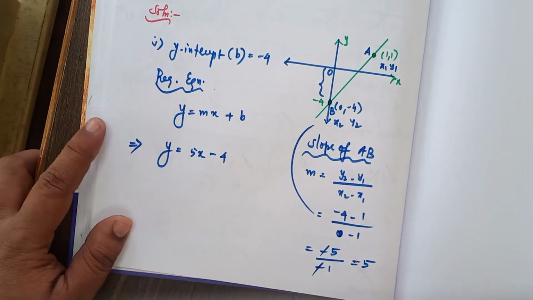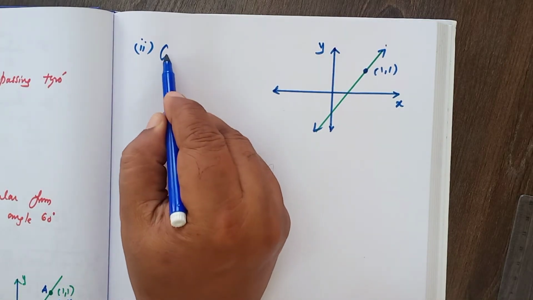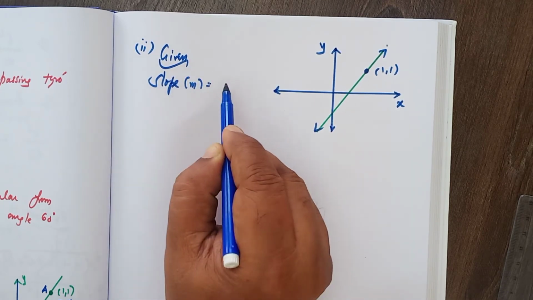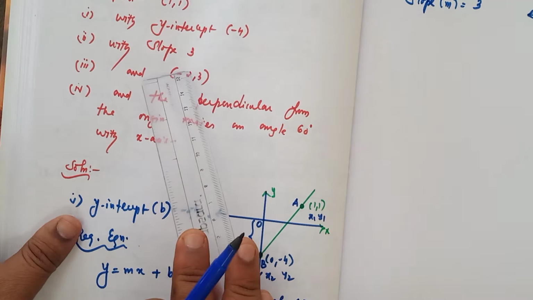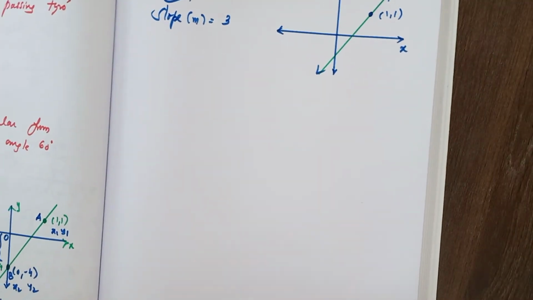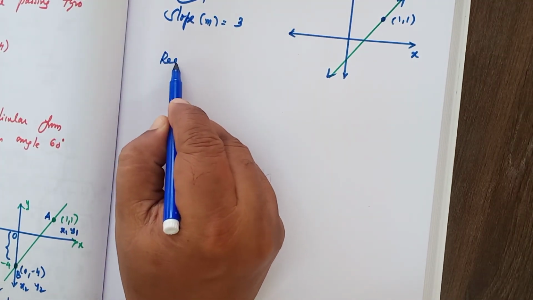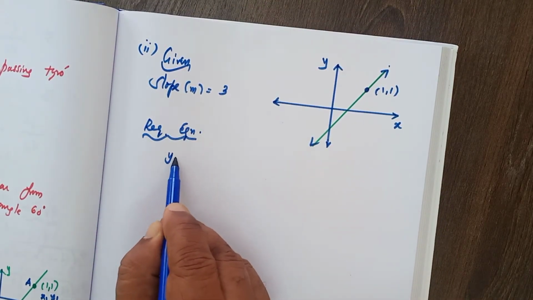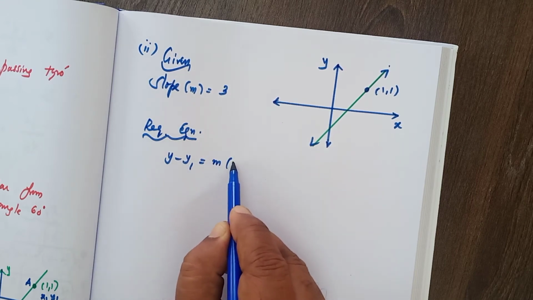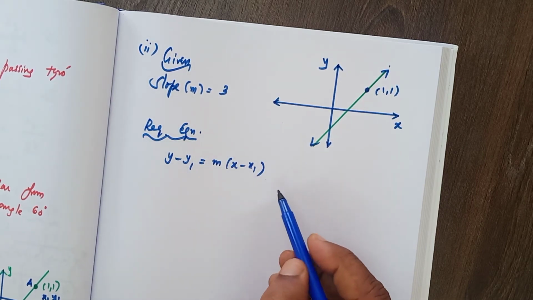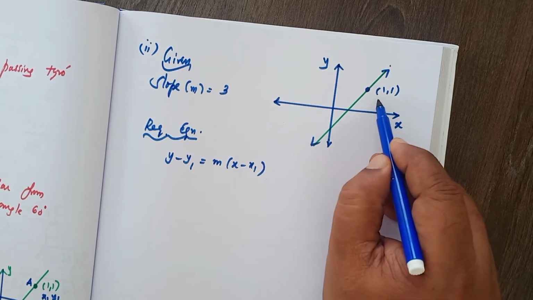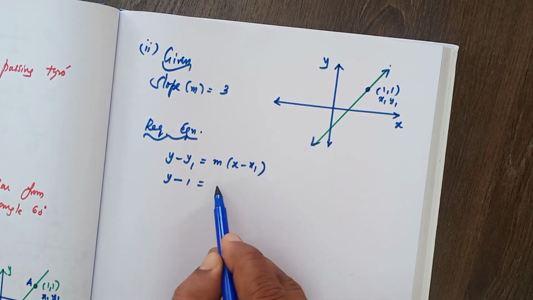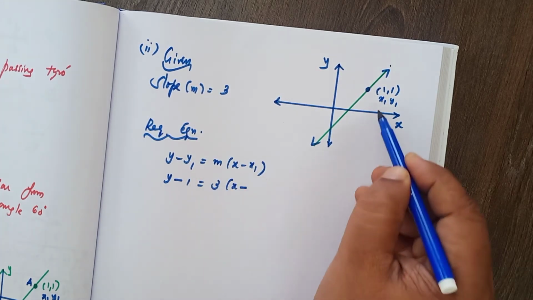Now, subdivision number 2. Given slope m equal to 3. Second subdivision, slope is given. Now, I have to find the required equation. The formula is y minus y1 equals m into (x minus x1). So, the passing point is (1, 1), which should be considered as x1, y1. So, y minus y1, that is 1, m here is 3, into (x minus x1), that is 1.